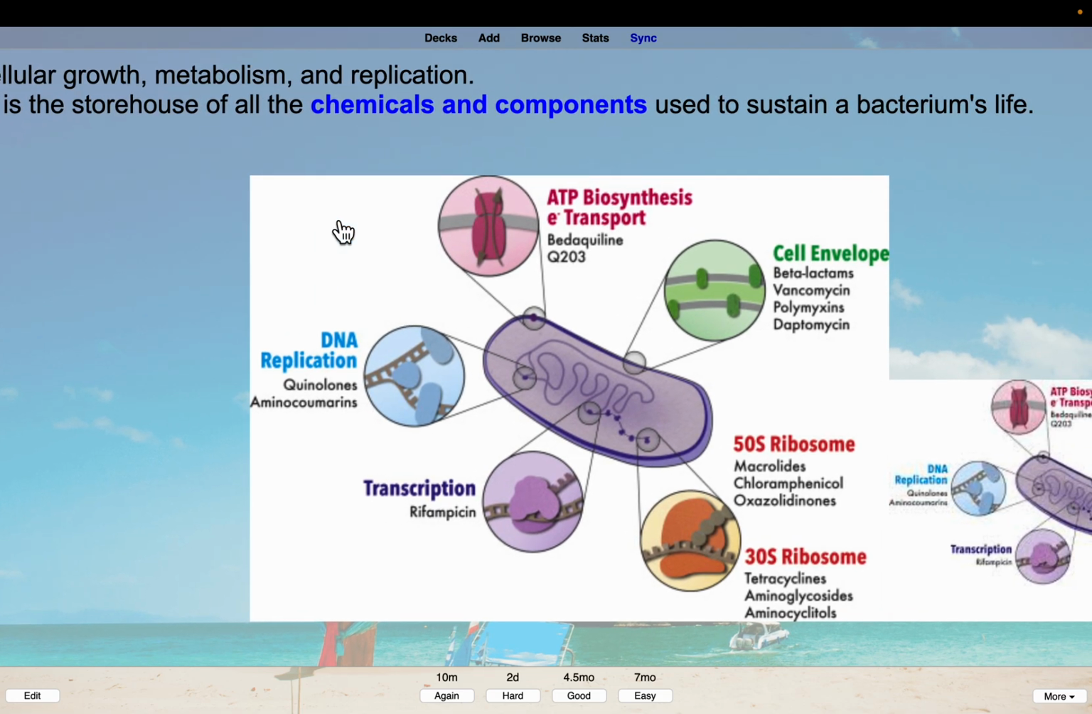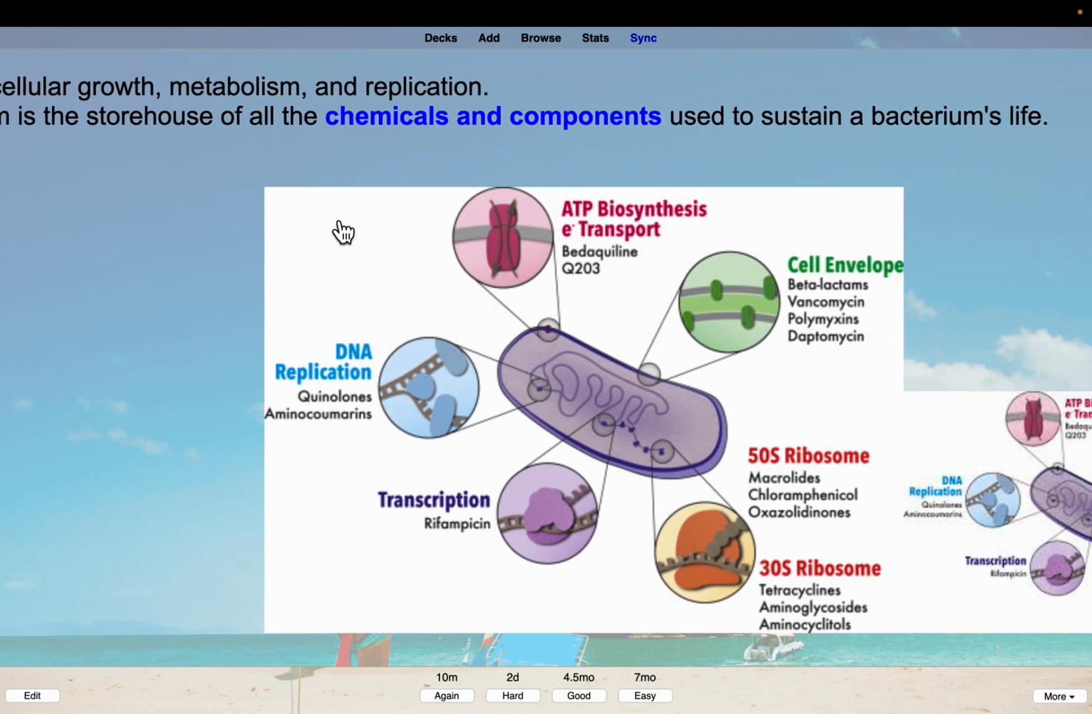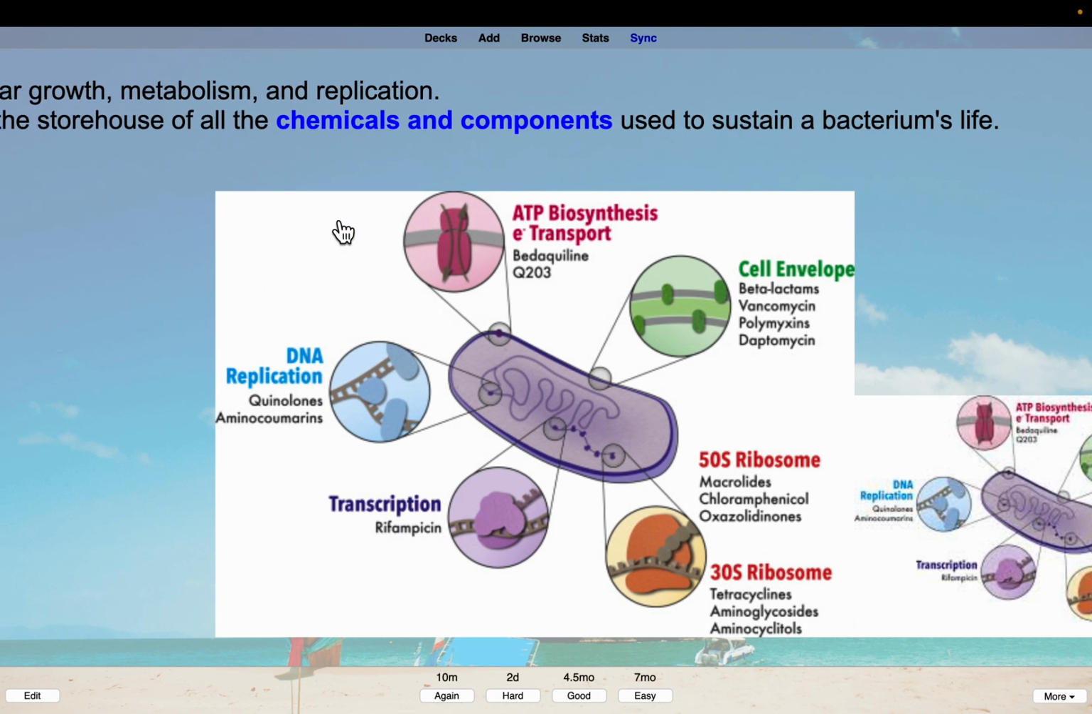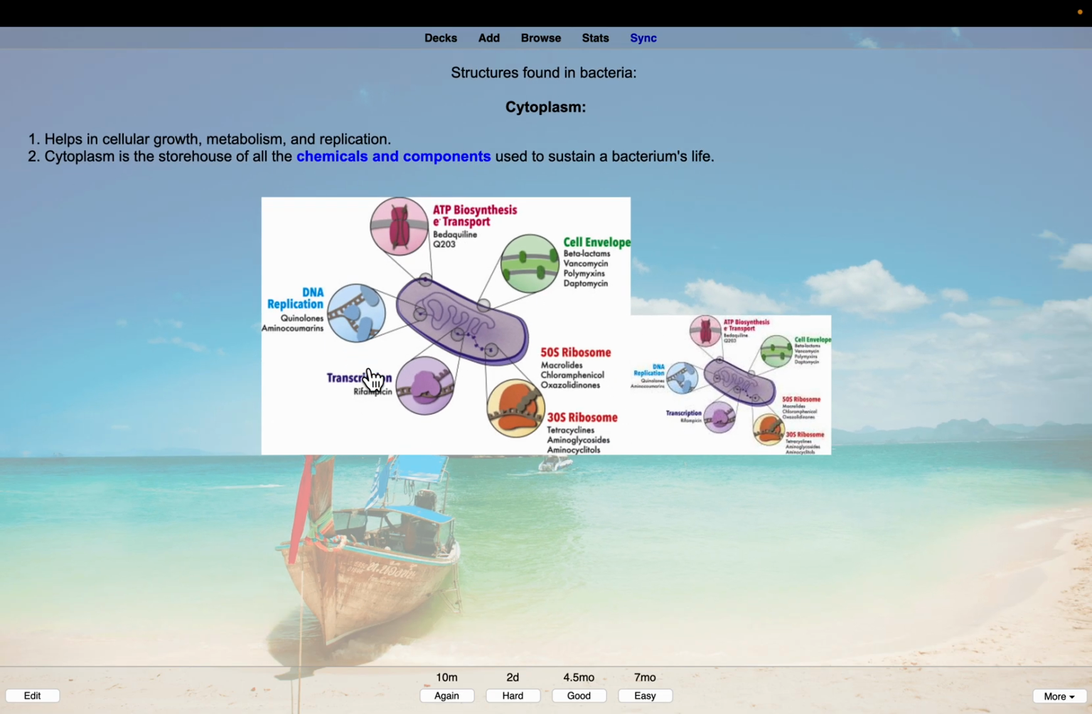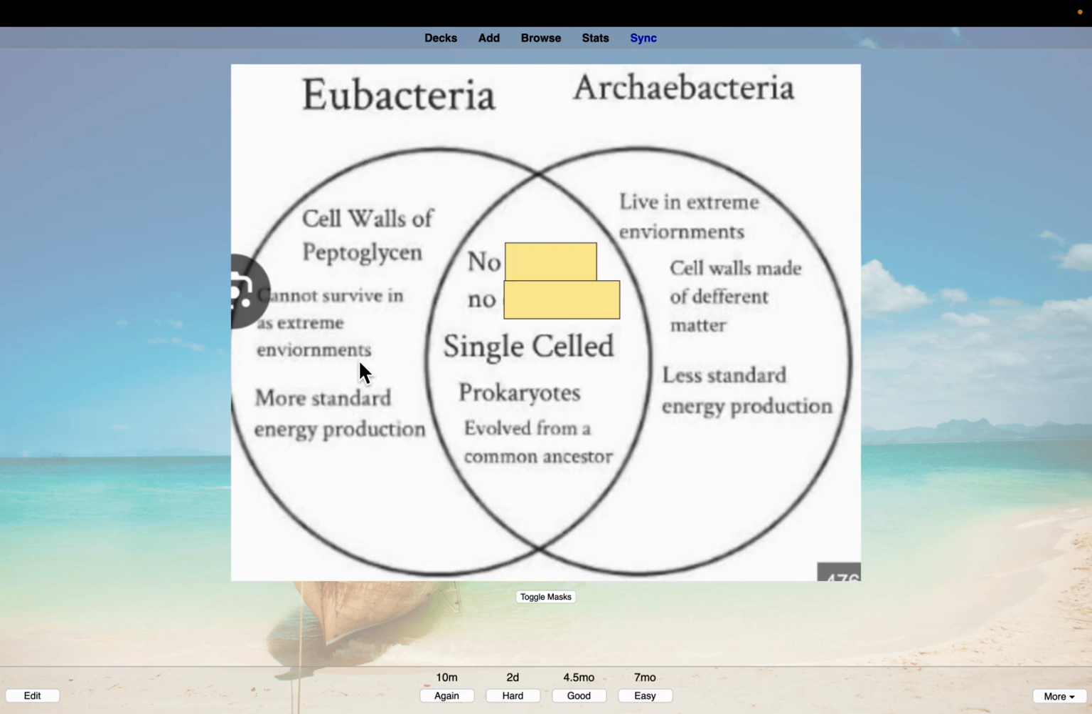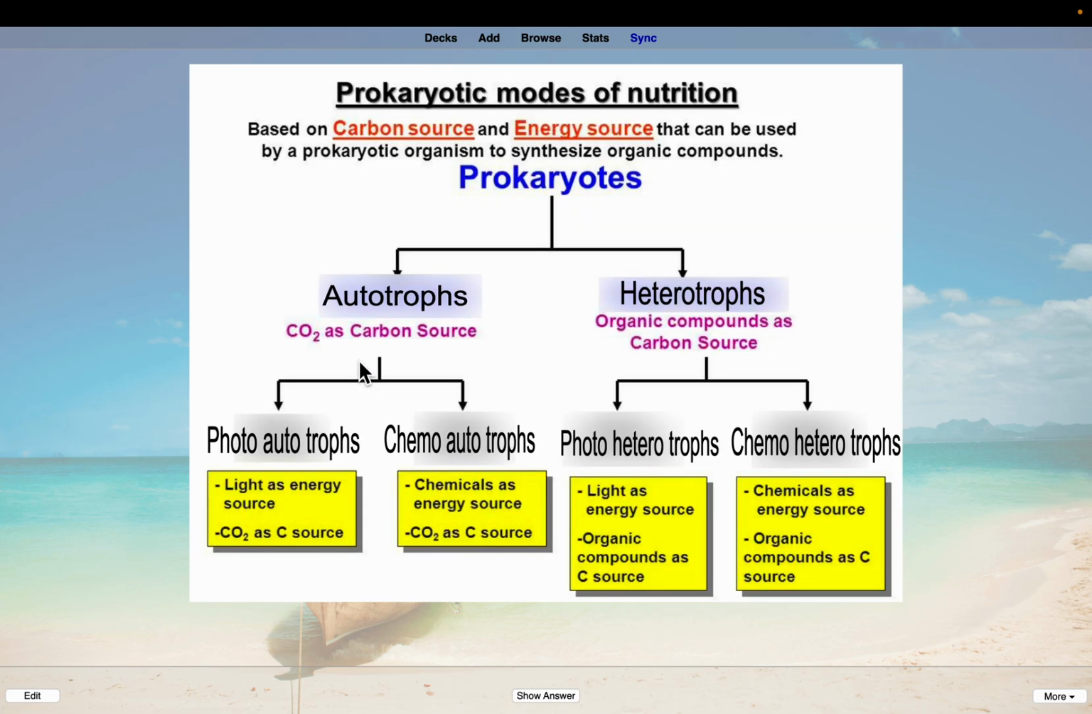Okay. So, what are the chemical processes that occur within a cell? ATP biosynthesis, transcription, DNA synthesis, DNA replication, I mean, not synthesis. Okay, we've been there. Okay, what are the prokaryotic modes of nutrition?